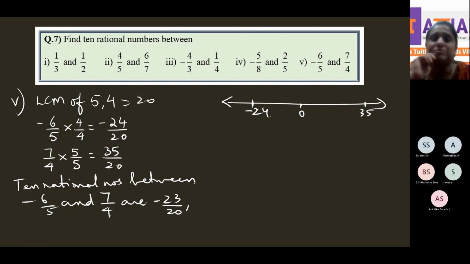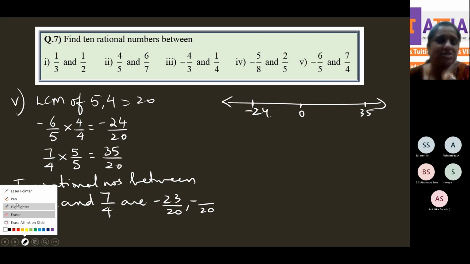Otherwise, you'll have to simplify them. So don't write 22 by 20. Then you'll have to simplify. It's okay, you can write it, but go with minus 19 by 20. You understand why? Yes, ma'am. You can write minus 21 also. In fact, you can write minus 21 by 20.